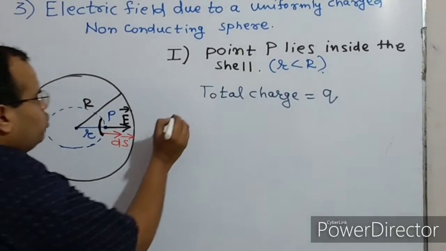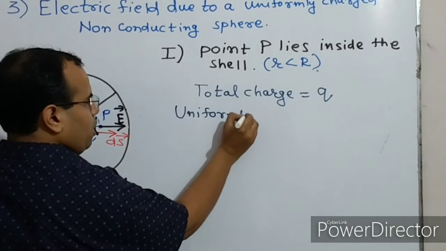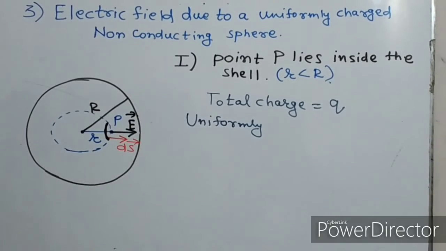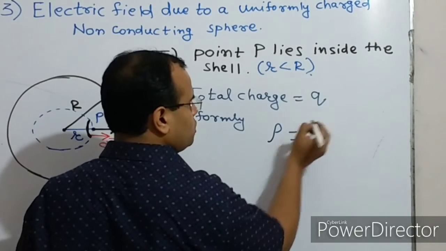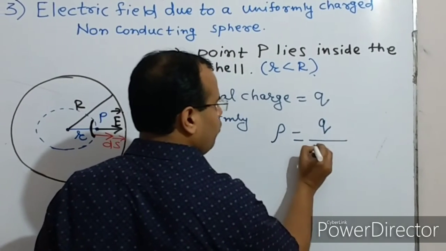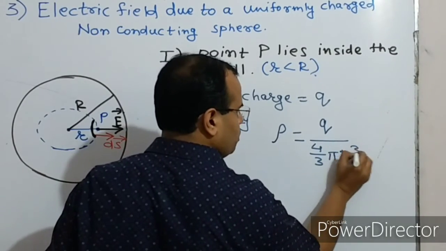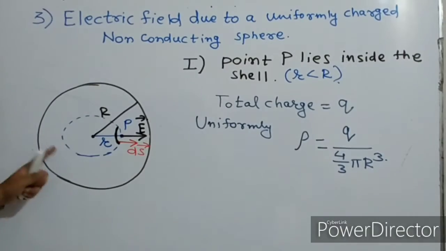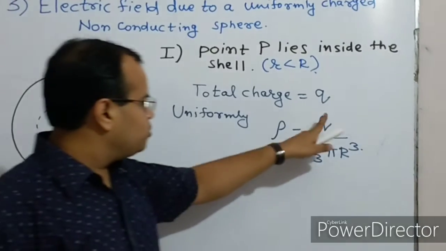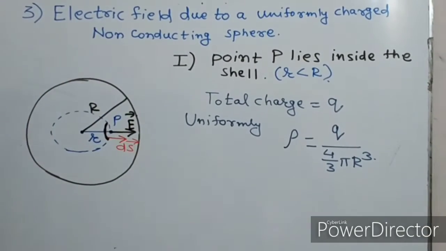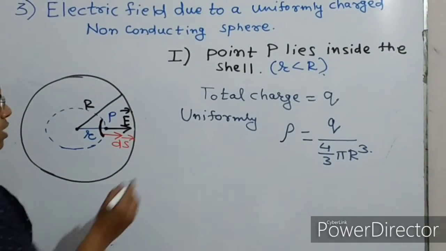If it is distributed uniformly, what does this mean? Uniformly distributed means that if we talk about charge per unit volume, it is given by rho. So rho is equal to charge q divided by volume, that is 4/3 pi R cube, charge per unit volume. This is how we write the uniform charge distribution, and charge per unit volume is given by rho.